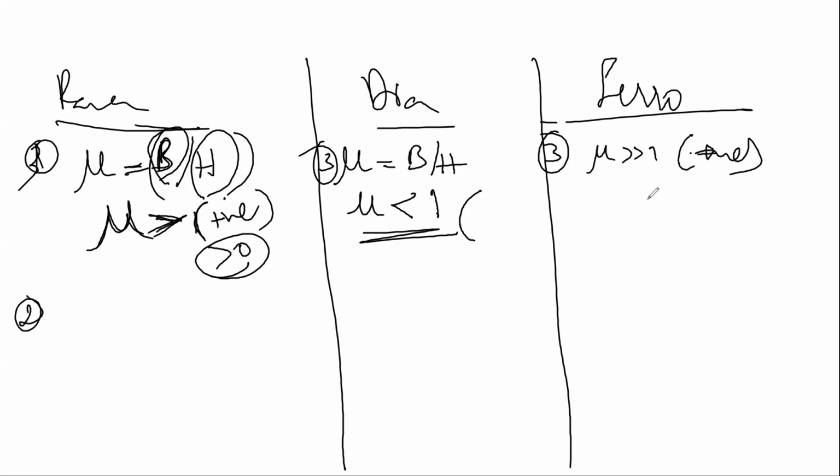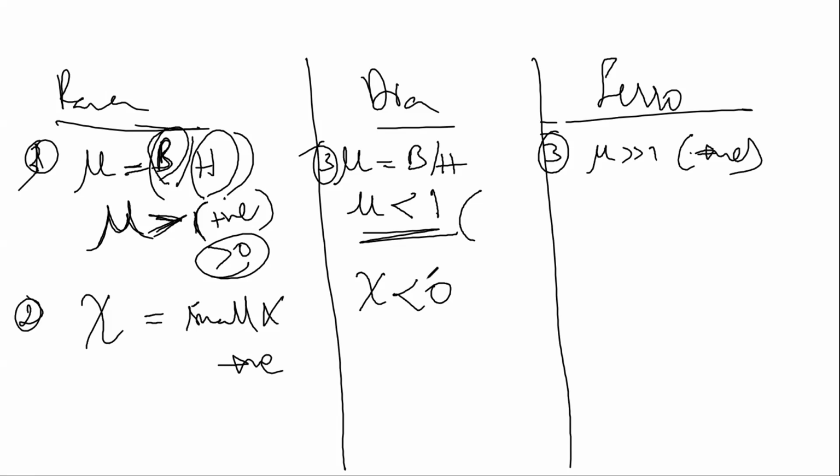Now, in paramagnetic substance, we can take the susceptibility. Susceptibility is very small and positive here. Here, in diamagnetic, the susceptibility is negative, that means less than 0. Small and positive means greater than 0.